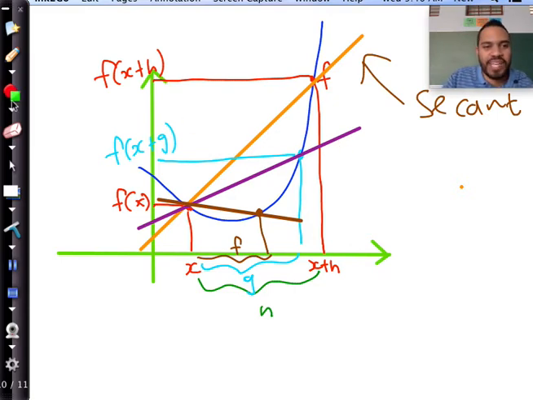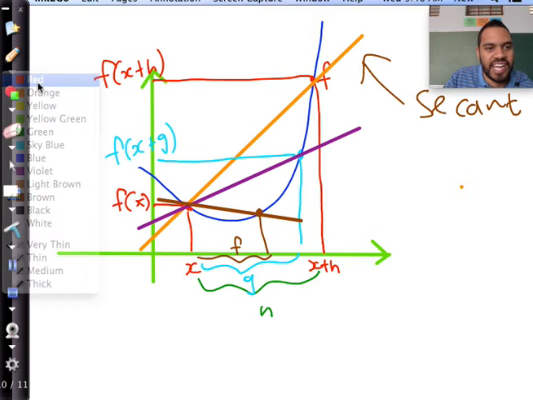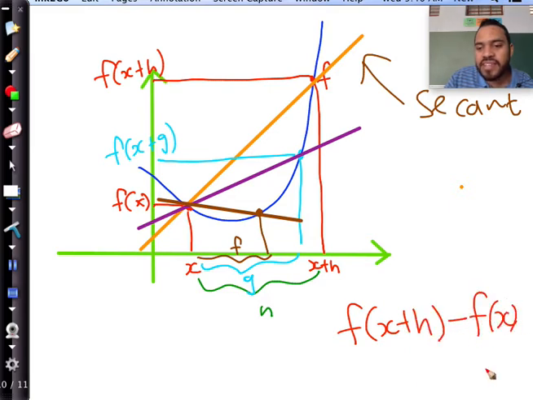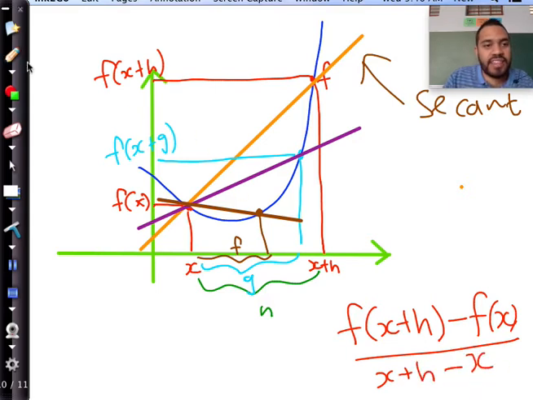Do you all agree with me, if I have to draw up a formula for the gradient between f of x plus h and f of x, the gradient formula is f of x plus h, are you all with me? Minus f of x, yes? Over what? X plus h minus x. And then this part cancels out, do you agree? The x and the minus x, right? But that's us bringing 2 points together, bringing them on top of each other, and that creates a problem.